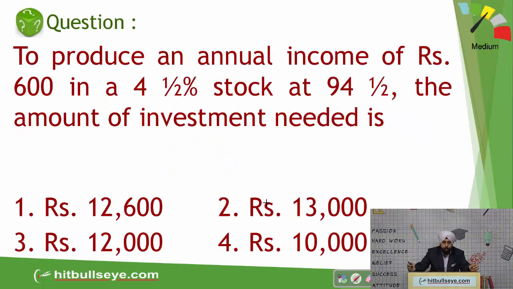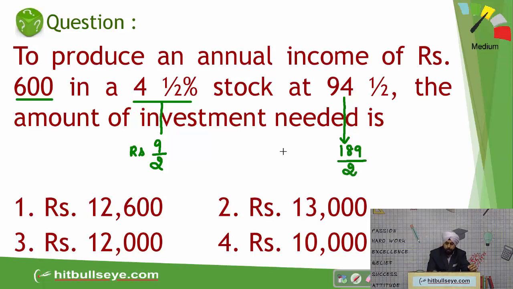This one. So to produce an annual income, now here you have been given the income of rupees 600. For a 4 1/2% stock, this means one share will give you an income of how much? 9/2 rupees. And market price is given to be 94 1/2, which becomes 189/2 rupees. Now this becomes what, students? This becomes your market price, or this is investment for one share.